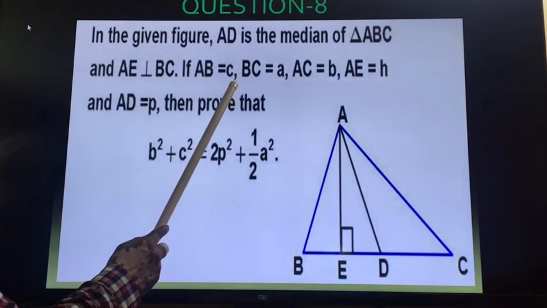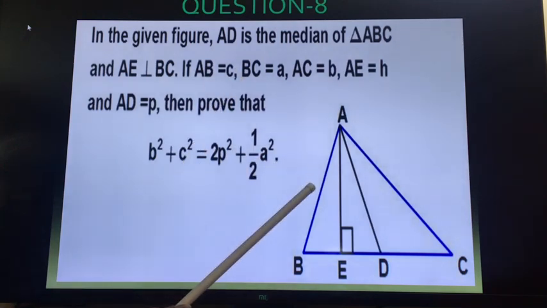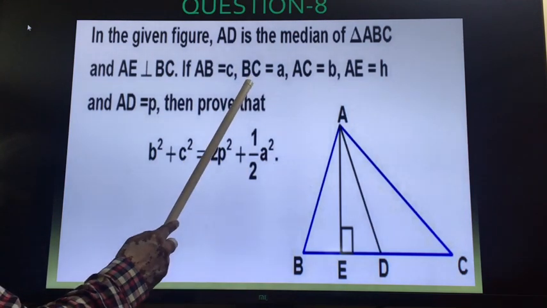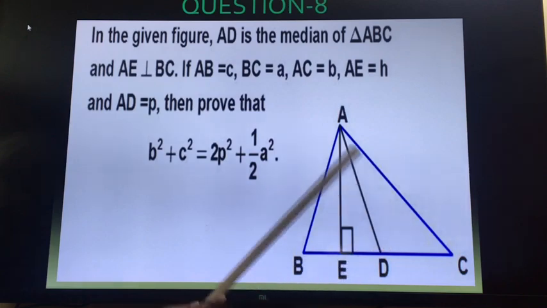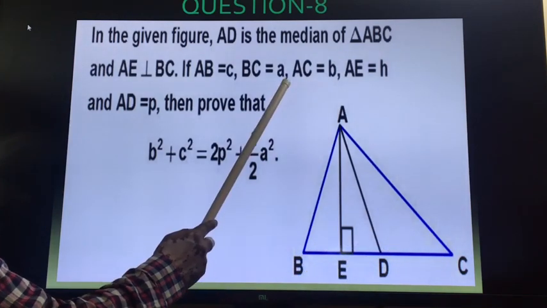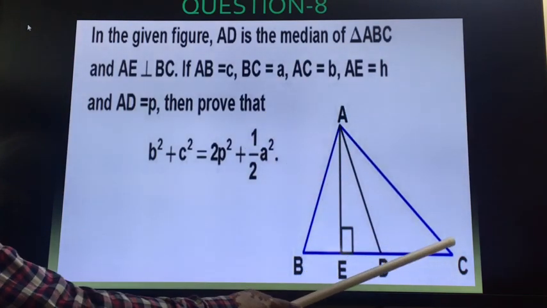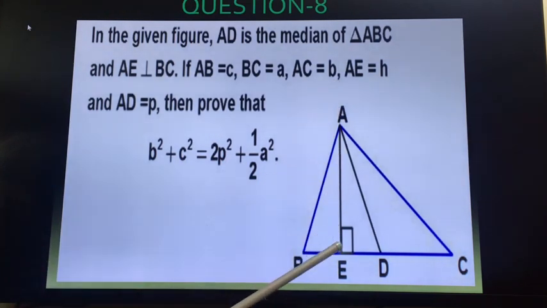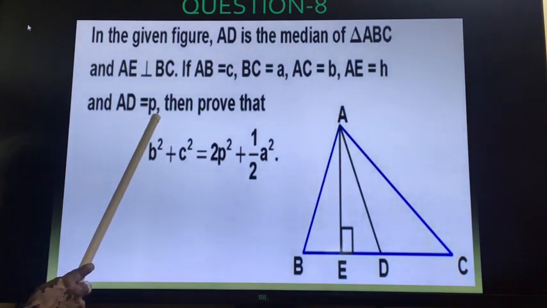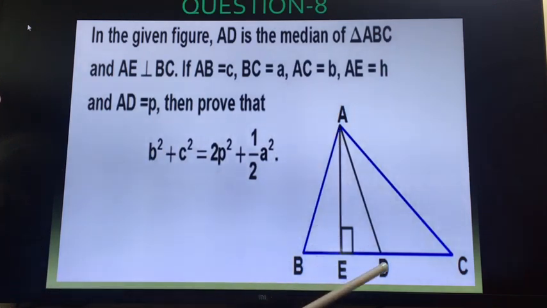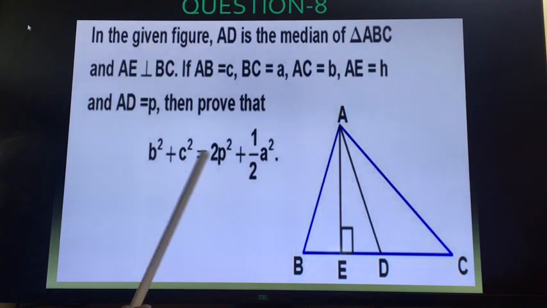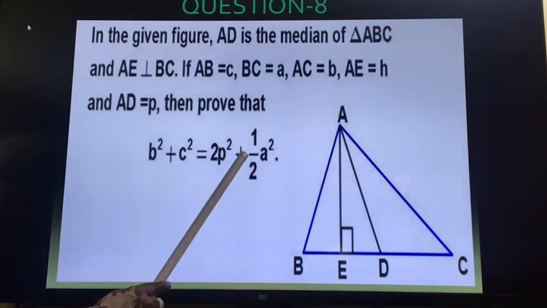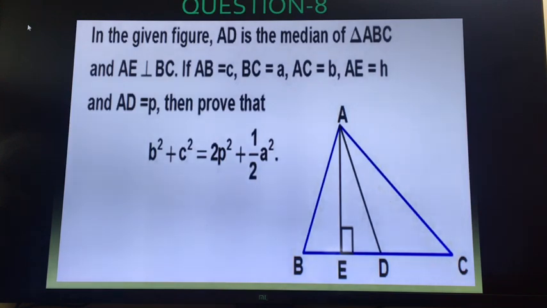If AB is equal to small c, and BC is equal to small a, so BC full length is small a, and AC is equal to small b, and AE is equal to h, that is height, and AD is equal to p. Then we have to prove that b square plus c square is equal to 2p square plus half a square. So see the proof of this.